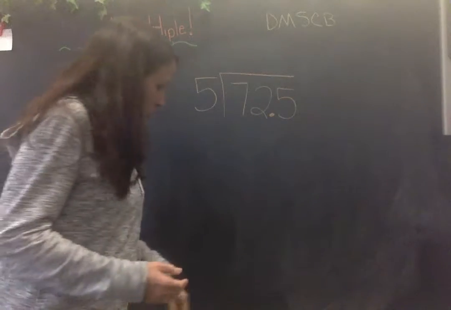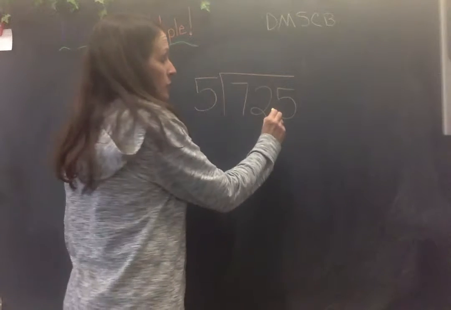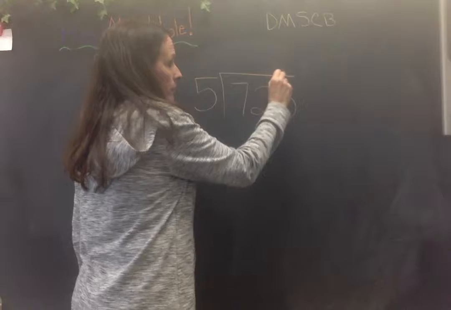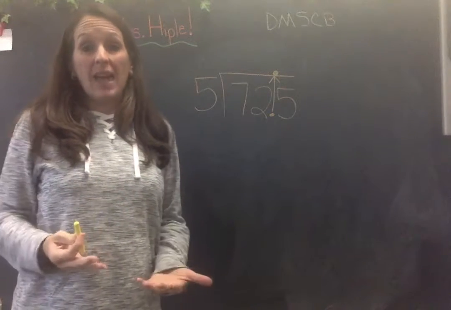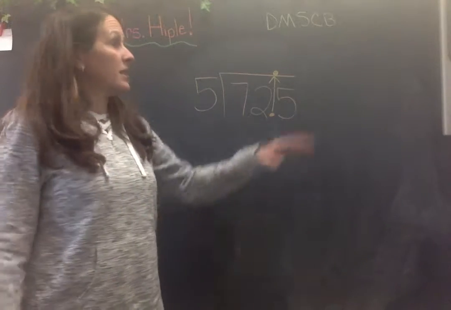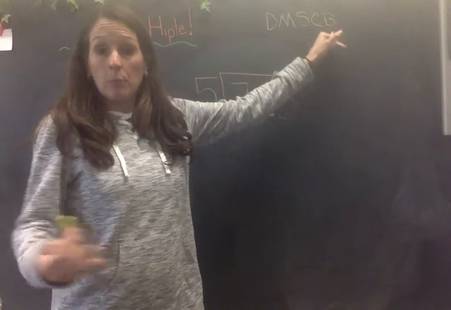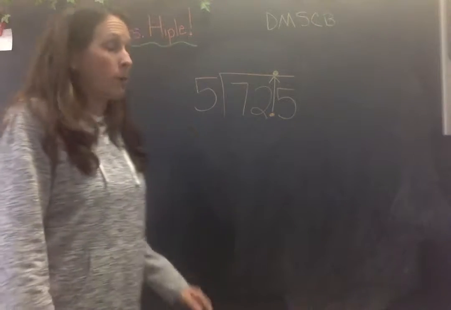I take the decimal, let me get a different color here, and the first thing you do is move the decimal straight up so that it becomes a part of your answer, okay? And then we divide like normal. We're going to follow that same process of dividing, multiplying, subtracting, checking, and bringing down. That part doesn't change. So let's go ahead and divide like normal.